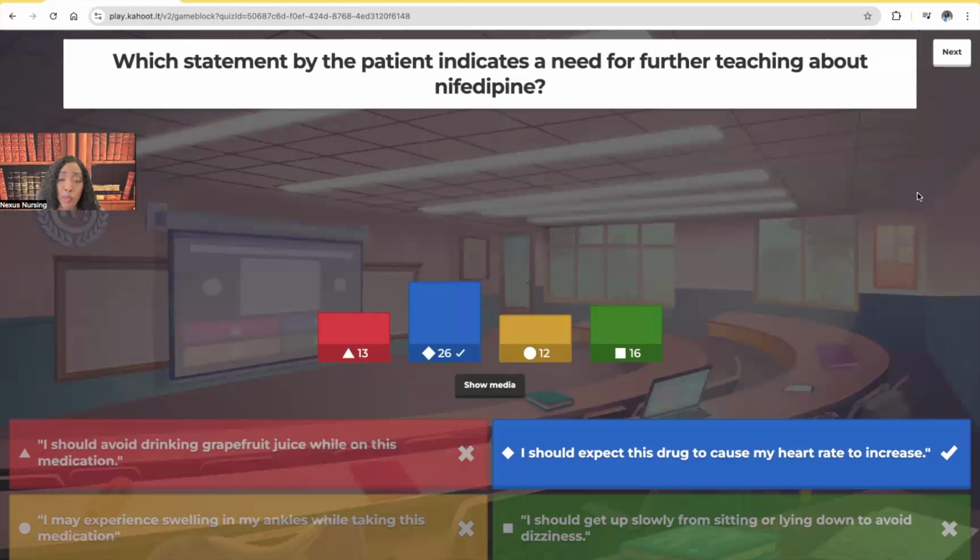But expecting the heart rate to increase, that is absolutely false. Again, reflexive tachycardia is an adverse effect that we want the patient to report if it happens, because something's going to have to be changed. We don't expect it and we don't want it to happen.